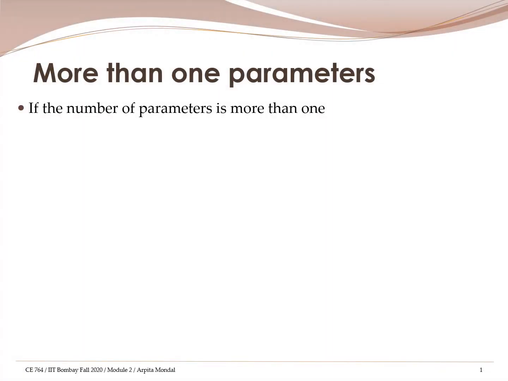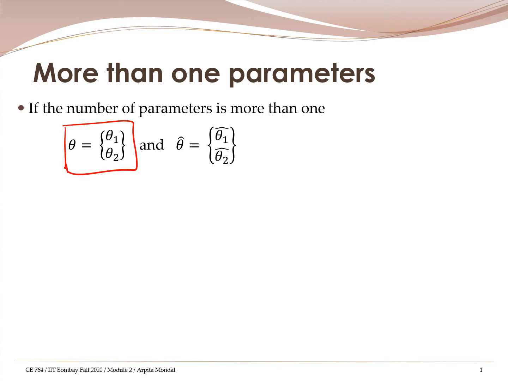Let us now talk about what happens when the parameter set consists of more than one parameter. So the true parameter theta is a vector of two values, theta 1 and theta 2, and therefore the MLE estimator theta hat would also be a vector of theta 1 hat and theta 2 hat. And here we are no longer interested in just the individual variances of theta 1 hat and theta 2 hat, but we are also interested in something called the variance covariance matrix.